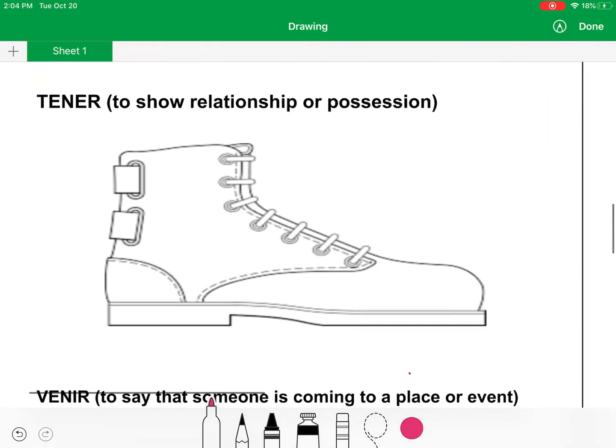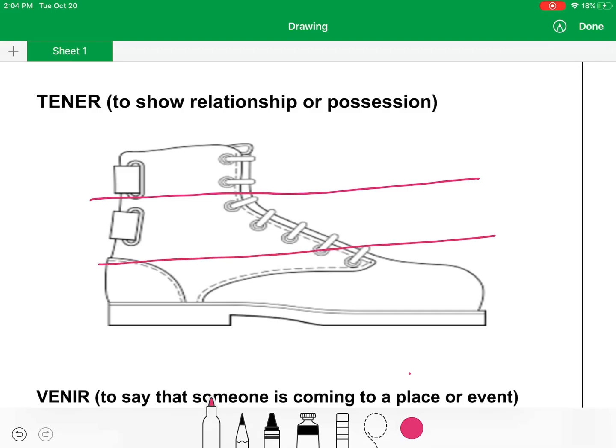All right, let's look at the verb tener, which we had seen over the last couple days, okay, over the last couple classes. Remember though, it is irregular in the yo form. Okay, let me finish writing my table.